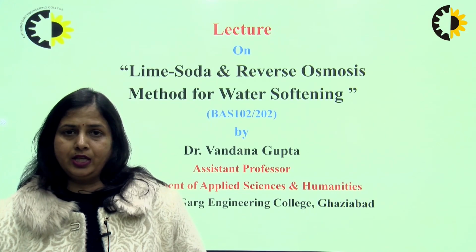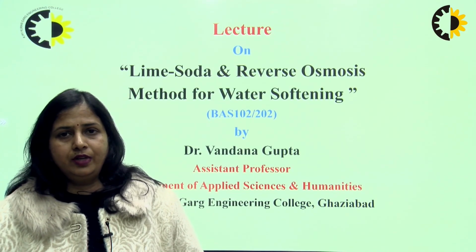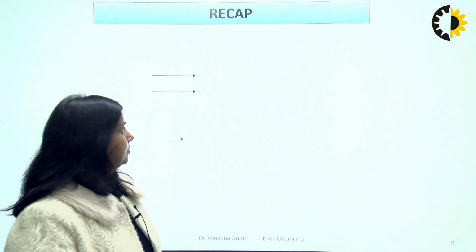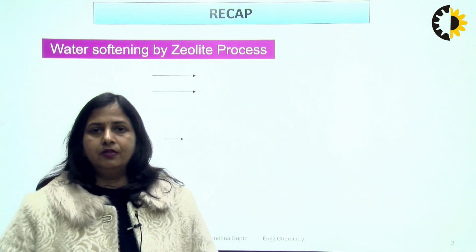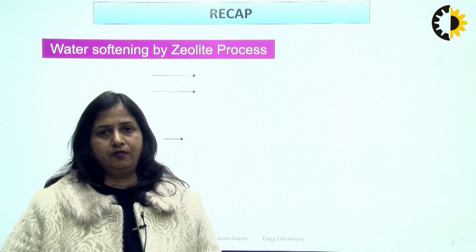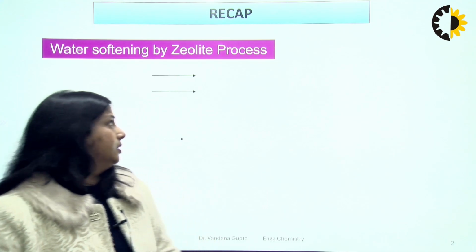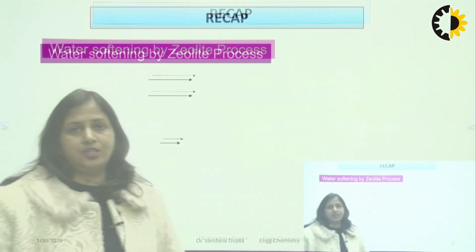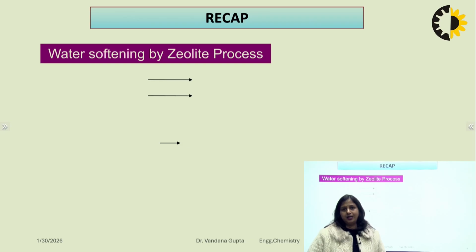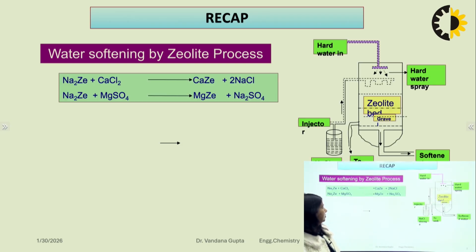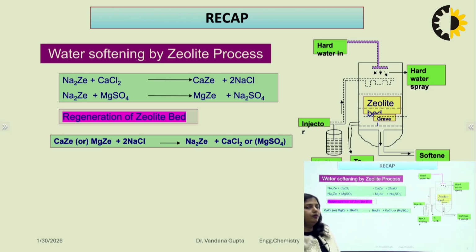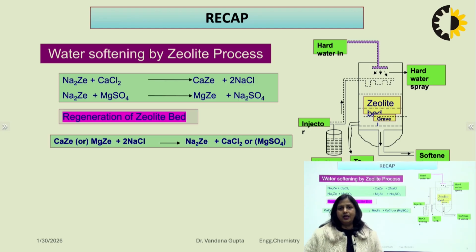Before going into today's topic, let's quickly recall what we discussed earlier. In lecture 1, we discussed zeolite method of water softening. Zeolites are hydrated sodium aluminosilicates. The zeolites can reversibly exchange their sodium ion with hardness producing cations in water. When the zeolite bed is exhausted, then it is regenerated by passing sodium chloride solution. Zeolite can remove temporary as well as permanent hardness from the water.